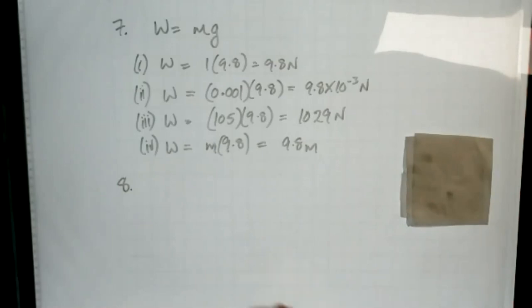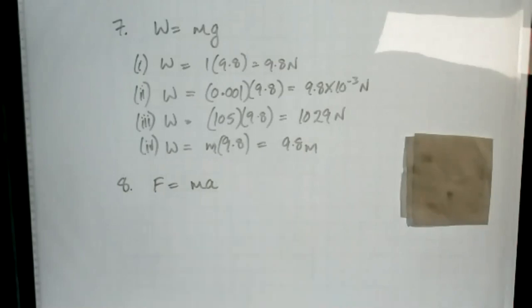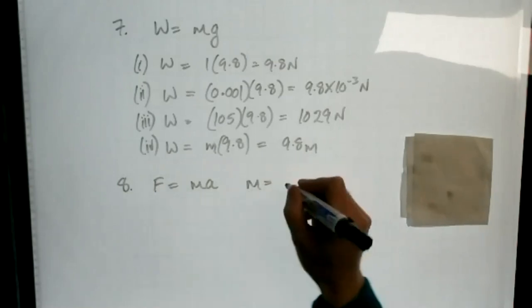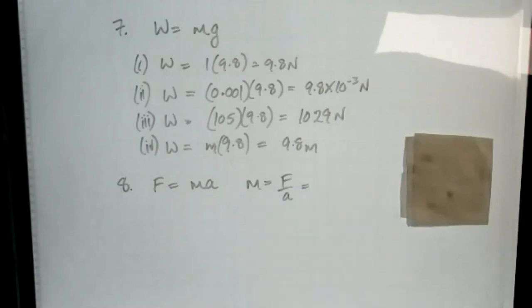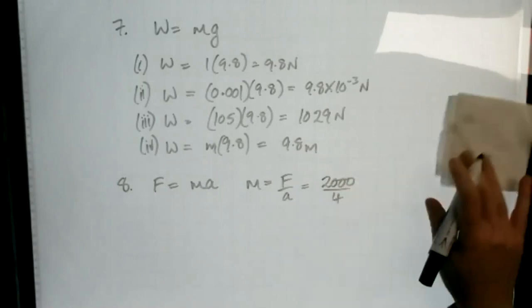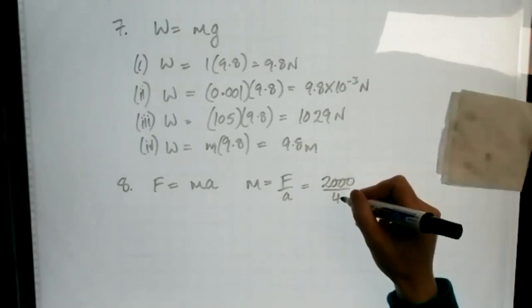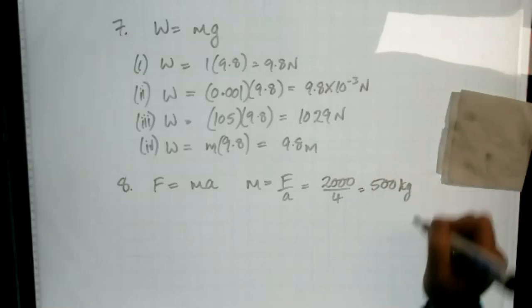So the reason is the formula: force equals mass by acceleration. So the force is in Newtons, and the acceleration is in meters per second squared, and the mass is in kilograms.